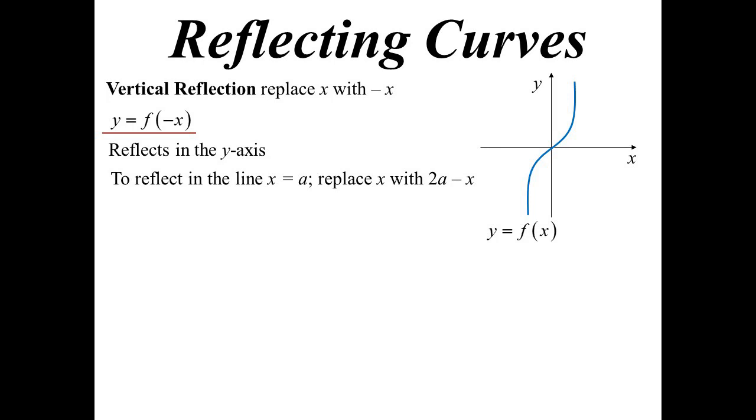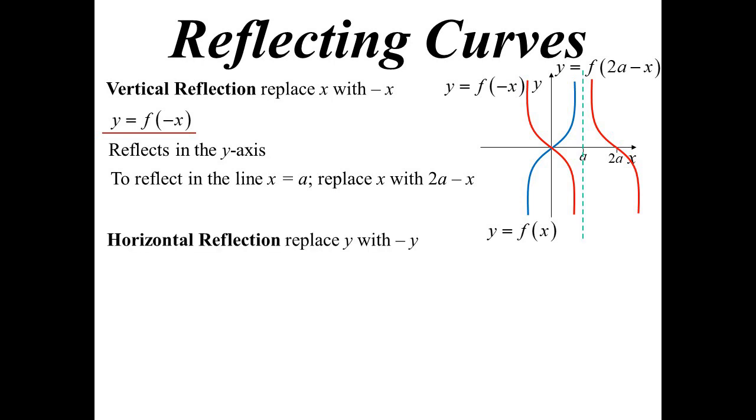Here's y equals function x. If I reflected it in the y-axis, I get function negative x. So that would be the red curve. But if I put a horizontal shift on of 2a, then if you compare my final curve there with the original curve, you can see it's a reflection in the line x equals a.